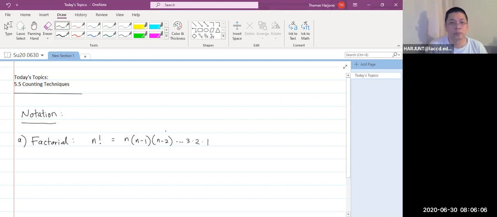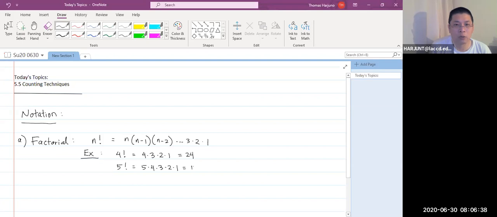So for example, if I have 4 factorial, it means 4 times 3 times 2 times 1, which is 24. 5 factorial means 5 times 4 times 3 times 2 times 1, which when we use our calculator is 120.